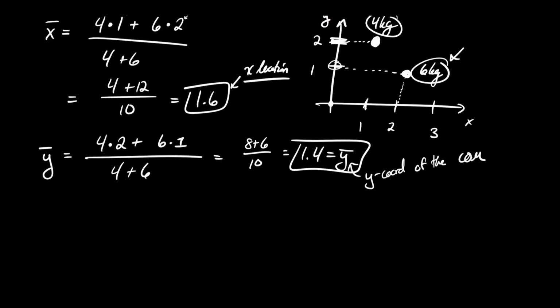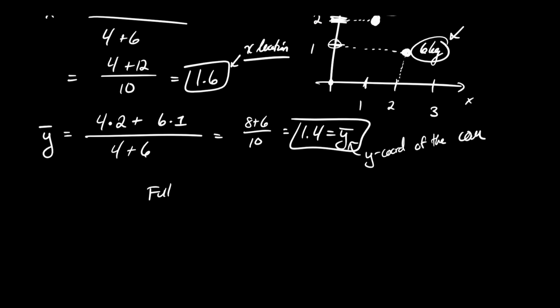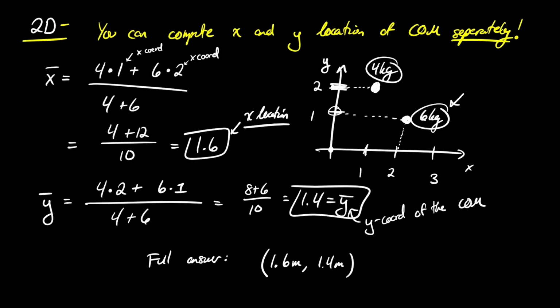So your full answer for this problem would be that the center of mass is located at x equals 1.6 meters, comma, y equals 1.4 meters. And if you want, you could give that as an xy coordinate pair. So on our graph, that would be somewhere like here, over at 1.6 and up at 1.4, which is more or less what we expect. It's vaguely in between the two objects. Great.